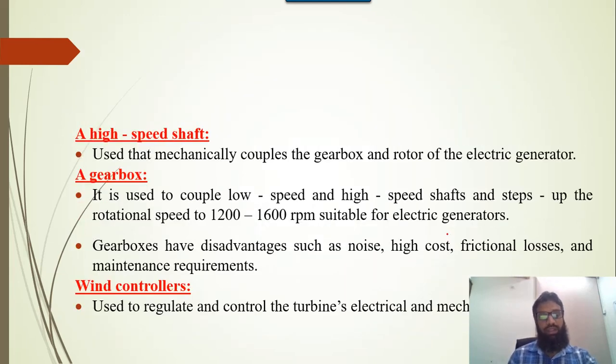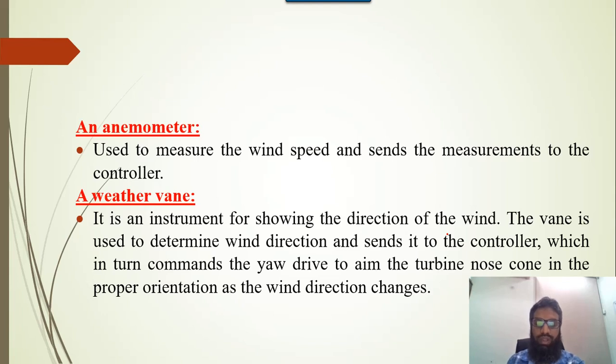Now we have the gearbox. The mechanism of the gearbox is to step up the gear ratio, approximately from 1200 to 1600 rpm. We have the wind controller, used to regulate and control the turbine's electrical and mechanical operation. Then we have an anemometer. An anemometer is a device used to measure the speed of the wind, and a weather vane is used to measure the direction of the wind.